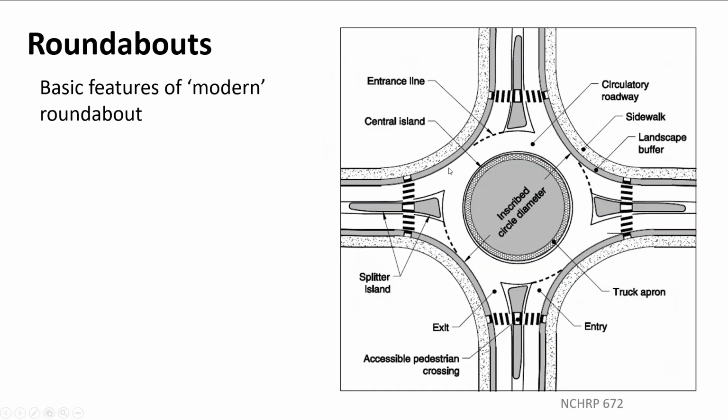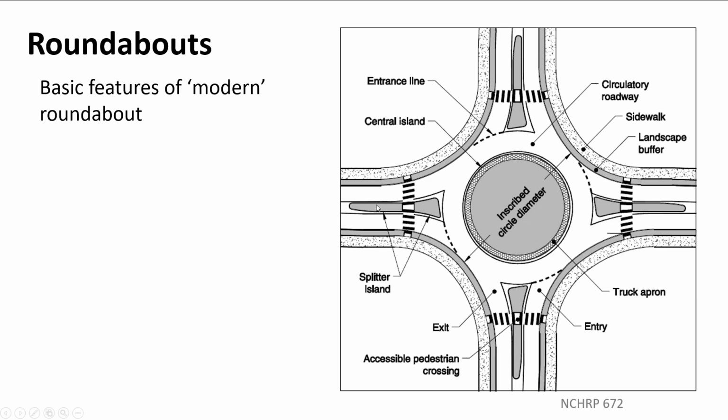This is a little more detail in the roundabout, calling out all the different items. So we have this inscribed circle diameter right in here. Here's our circulatory roadway going around the center island. In our entrance, you can tell this gets a little bit wider in here. That's that flare. So we're flaring out, and then we're flaring this side and tapering it back down to our initial lane or standard lane widths.